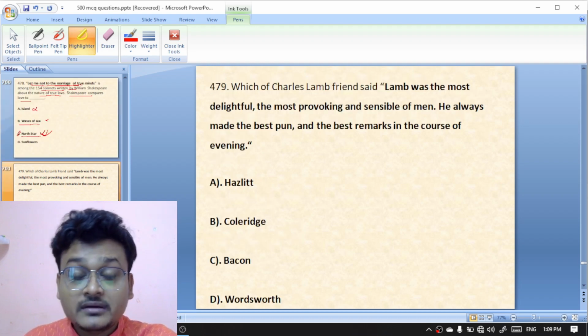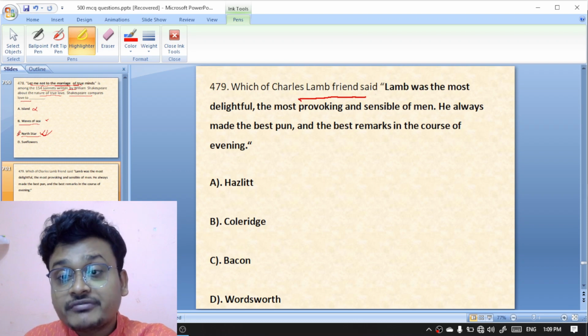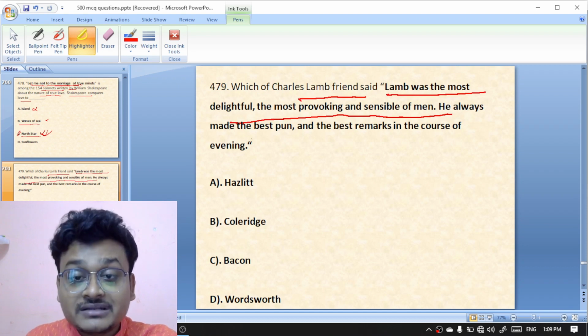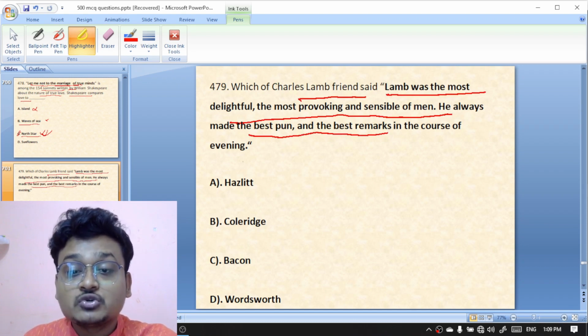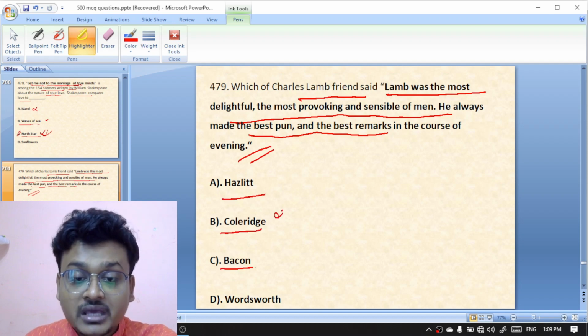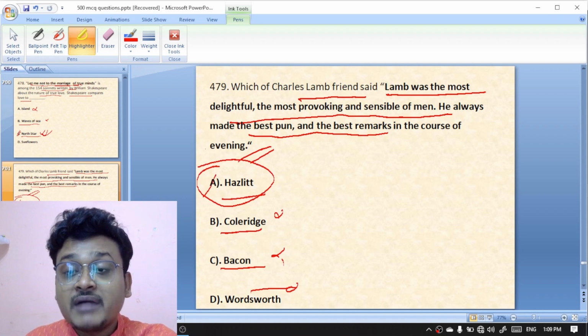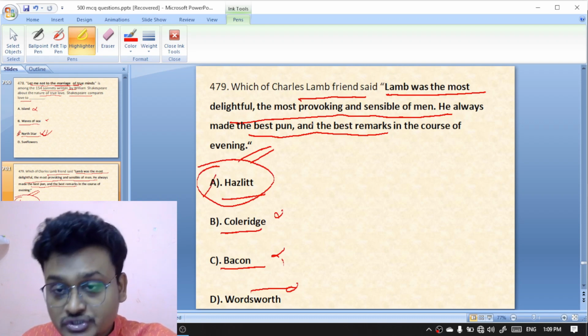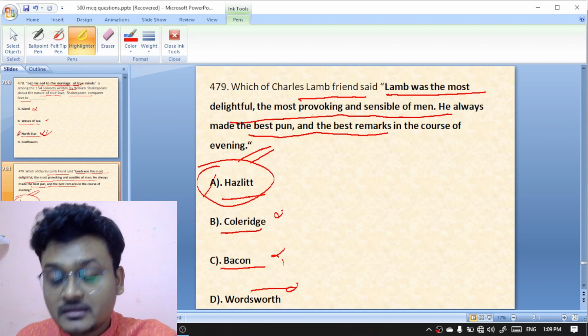Next question. Which of Charles Lamb's friends said that Lamb was the most delightful, most provoking, and sensible of men? He always made the best pun and the best remarks in the course of the evening. Hazlitt, Coleridge, Bacon, Wordsworth. So here the right answer is Hazlitt. Hazlitt remarked on Lamb that Lamb was the most delightful, most provoking, and sensible of men.